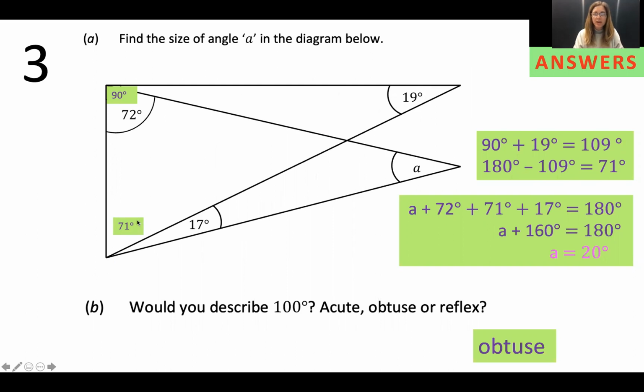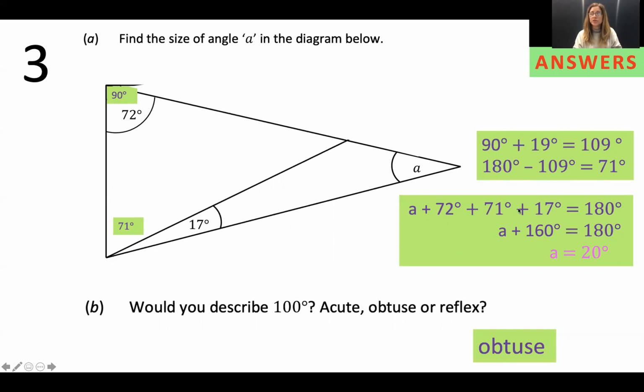So now I need to look at the bottom triangle to work out A. So I'm just going to get rid of that top triangle to make things a little bit easier. So now I've got 72 here. I've got 71 and 17 here, so I can add those together. And it's A that I'm trying to find. We know that, again, the internal angles of a triangle add up to 180 degrees. So A plus 72 plus 71 plus 17 is 180.